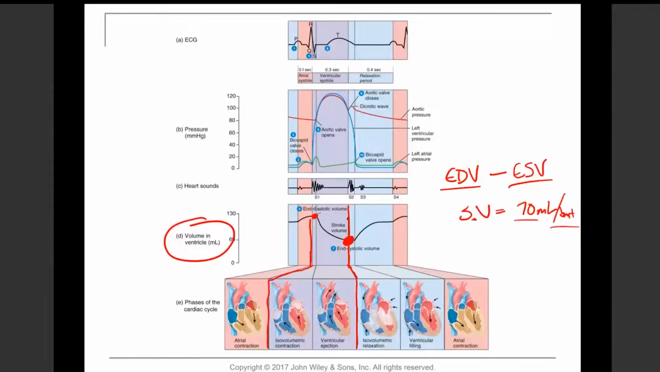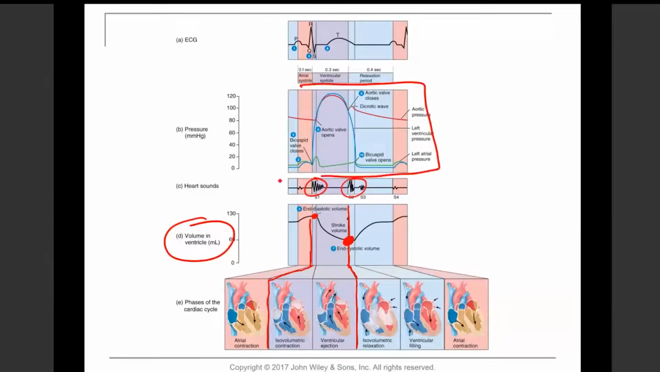Moving on here into some of the other features of this diagram. Here you can relate the heart sounds, right? Be able to familiarize yourself with what causes the heart sounds. It's the closing of the valves. And this part of the diagram indicates the pressure changes within different parts of the heart, right? So you're looking at aortic pressure, left ventricular pressure, and left atrial pressure, and you can associate this with what is going on in the cardiac cycle, right?